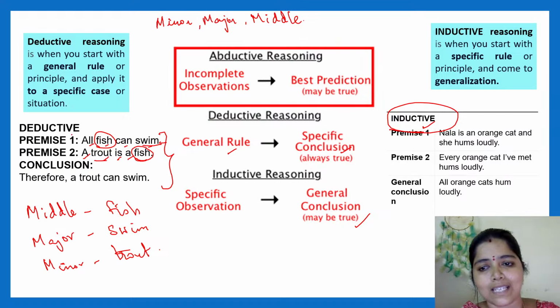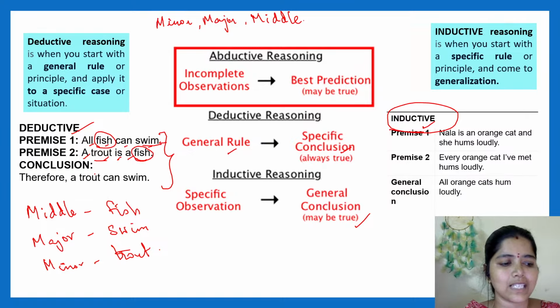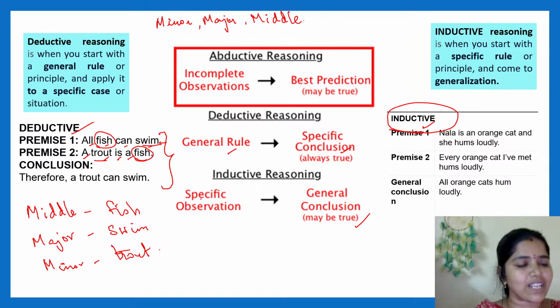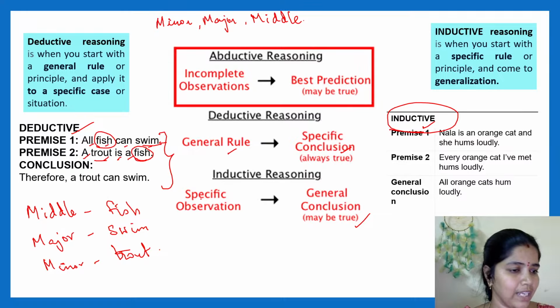But when we take deductive reasoning, for sure the trout should swim. Clear? So this is deductive reasoning and inductive reasoning. Clear? Shall I move to the next one? Yes. I'll move to the next topic.